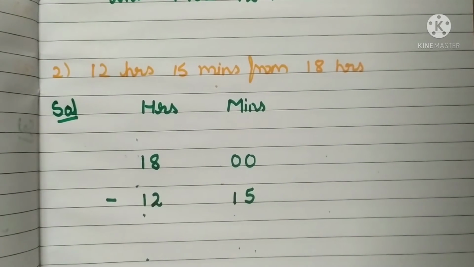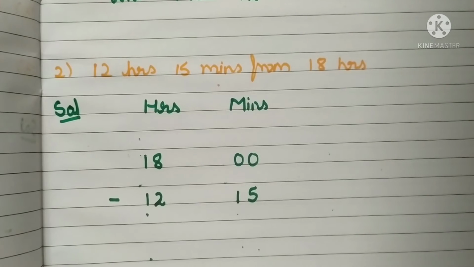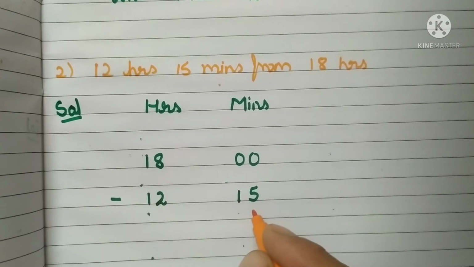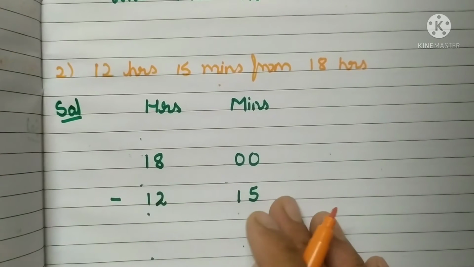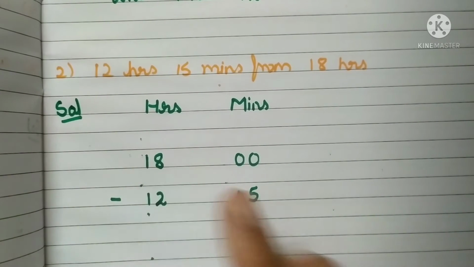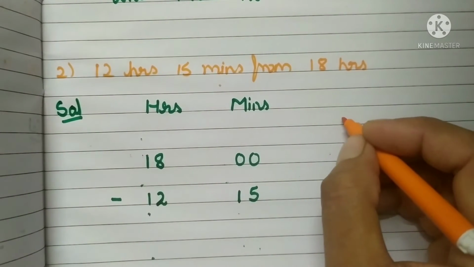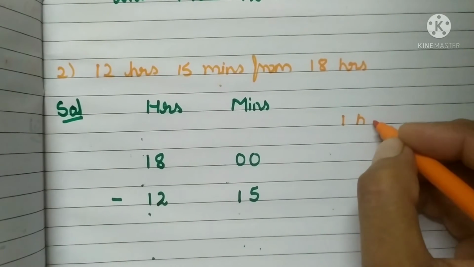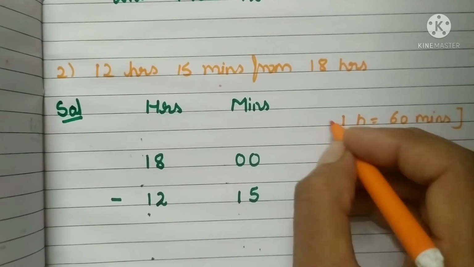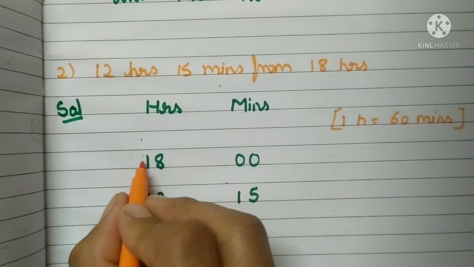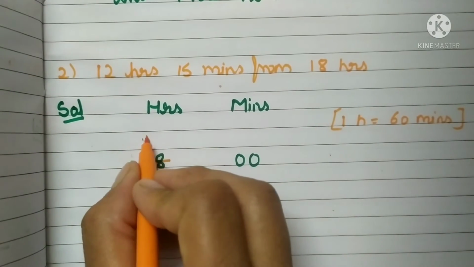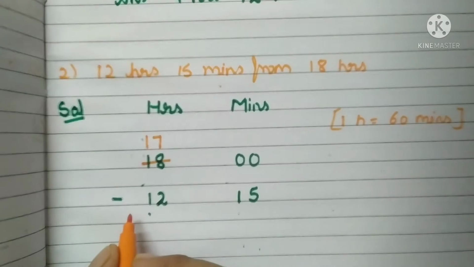Now is it possible to deduct 0 minutes में से 15 minutes? It's not possible. So what we have to do? We have to borrow from hours. So we have to borrow from here. So we know very well that 1 hour equals to 60 minutes. So अगर मैं इस hours में से 1 माइनस करती हूँ तो here it will be 17.